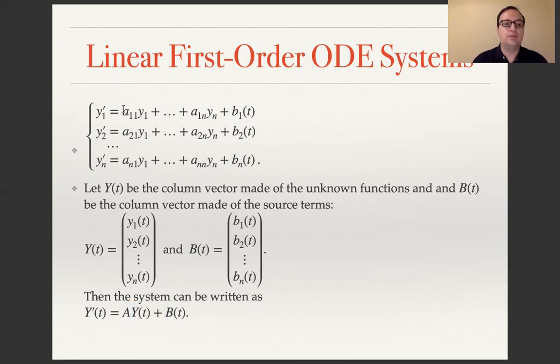So it turns out that all this part of the system, almost everything on each row, so from A11 y1 to A1n yn, and from An1 y1 to Ann yn, all of this is the product of the matrix A and the column vector Y. And then we have to add the source term, which is represented by the column vector B.